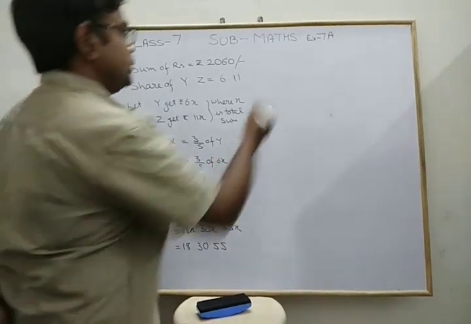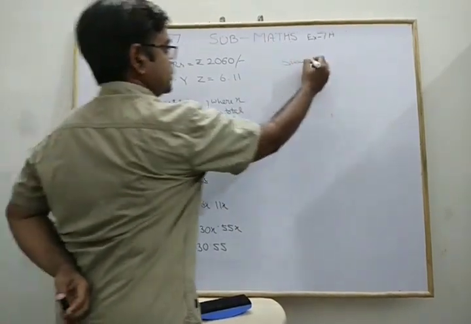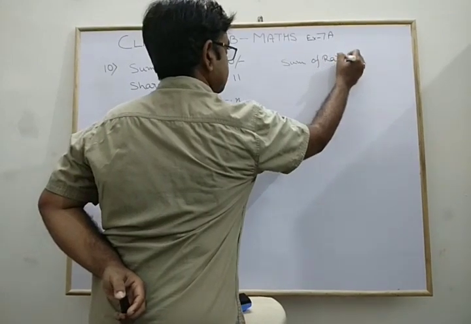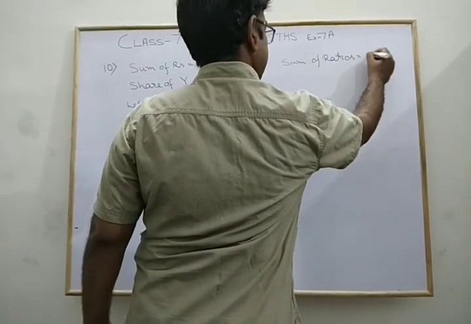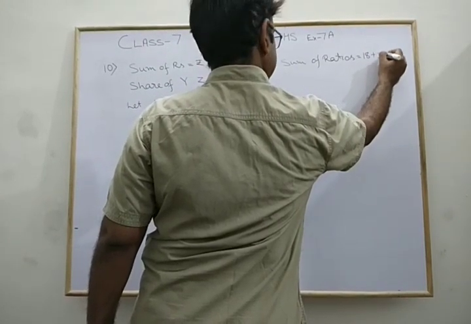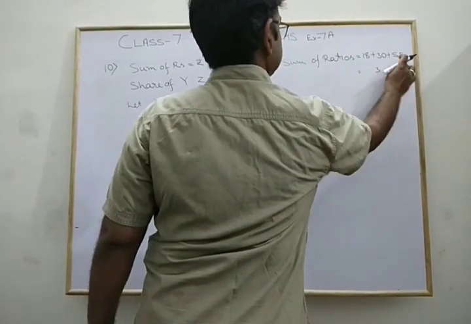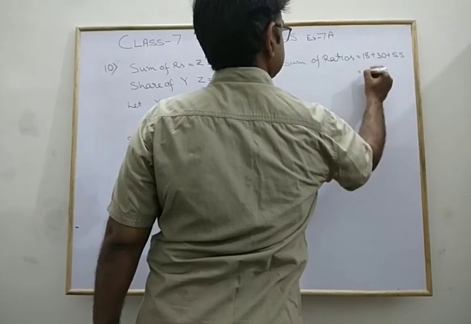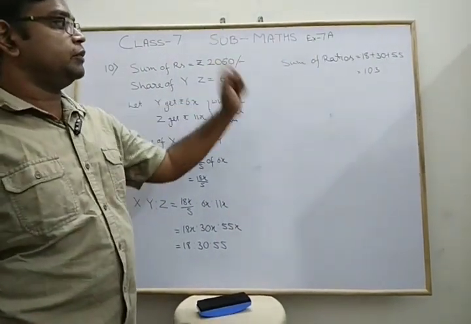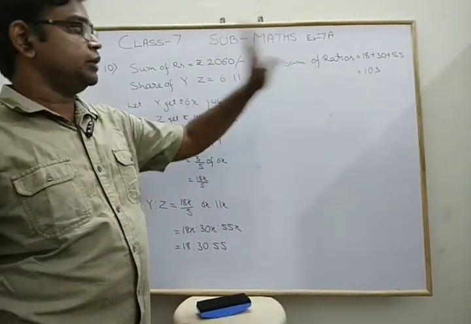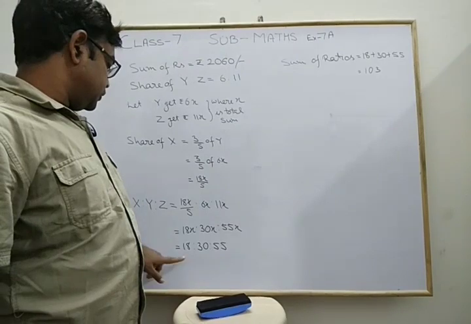Now come to this side: the sum of ratios equals this plus this plus this. It's 18 plus 30 plus 55. It's 103, I think. 8 plus 5 is 13, 3, 1 carry, 1 plus 3 is 4 plus 5 is 9 plus 1 is 10, so 103. The sum is 103. Now the total sum is 2060.